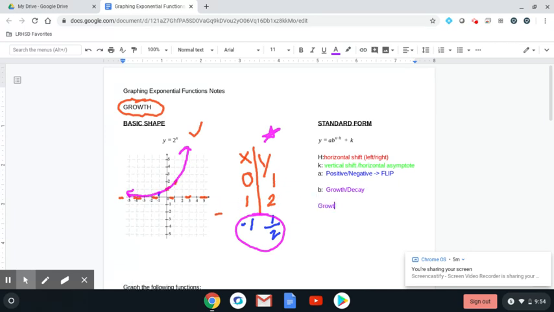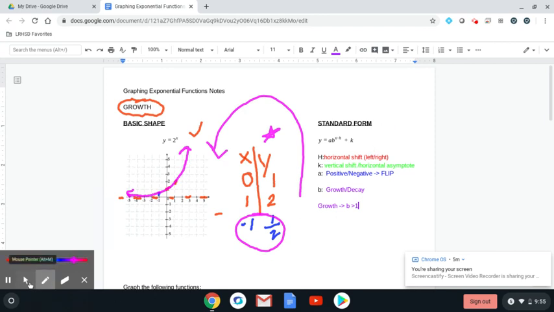You know that you're working with a growth type of problem if B is greater than 1. Anytime your base number is bigger than 1, your function is going to look like a growth type of shape, like what we saw over here on our basic shape. So if your base number is greater than 1, it'll be considered growth. I'll show you tomorrow when that B value is something different and represents decay.